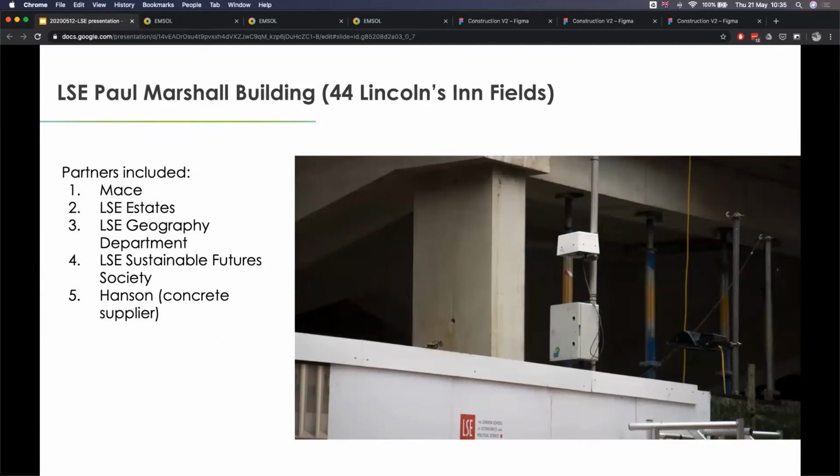We then had the LSE Sustainable Future Society, so that's a student body who look at sustainability efforts on the campus. And then finally, Hanson, who are the concrete supplier for this site, which really does use a lot of concrete.